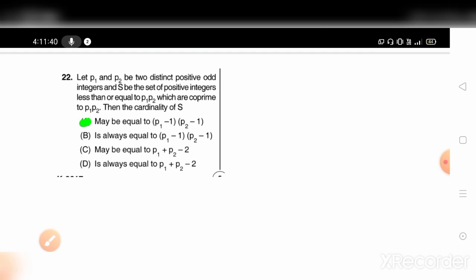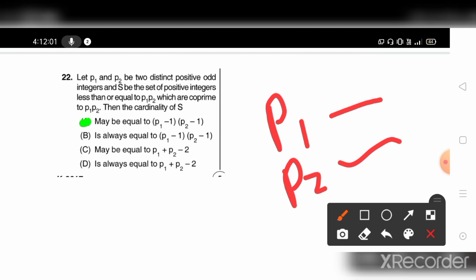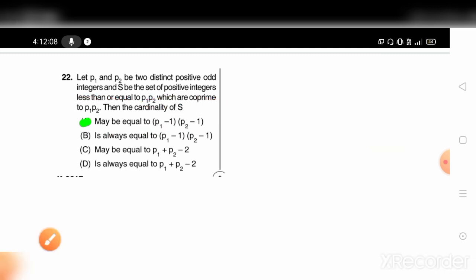Next question. Let P1 and P2 be two positive odd integers and S be the set of positive integers less than or equal to P1 P2 which are coprime to P1 P2. Then the cardinality of S. Here put P1 equal to one prime number, P2 equal to another prime number, and check. Option A is correct, equal to (P1 minus 1)(P2 minus 1).